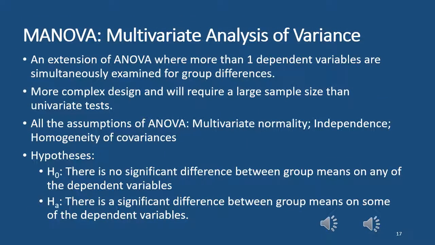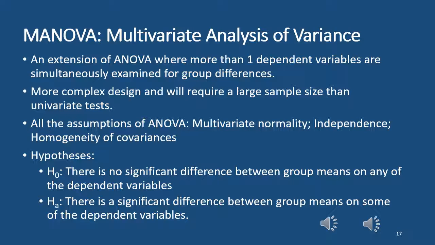So now let's take a look at the MANOVA, multivariate analysis of variance. Like with the ANOVA, running multiple univariate tests, one for each dependent variable, risks type 1 error. Multivariate tests look at all the dependent variables at once, much like the ANOVA looks at all levels of the independent variable at once. So in other words, the MANOVA is an extension of the ANOVA, where more than one dependent variable is simultaneously examined for group differences.